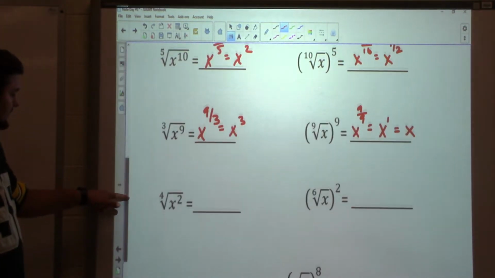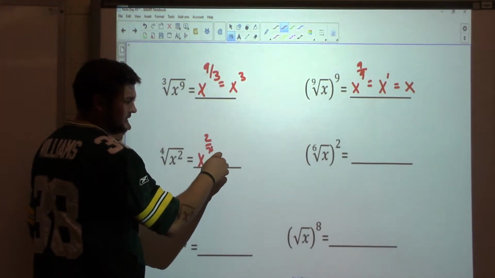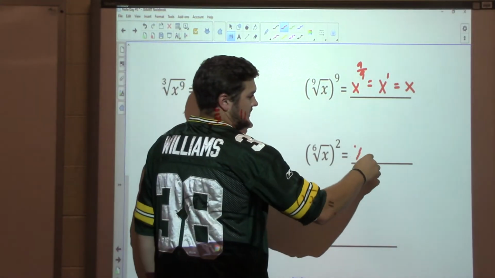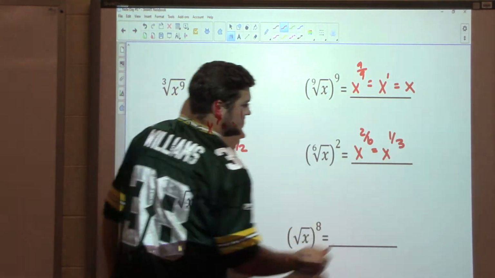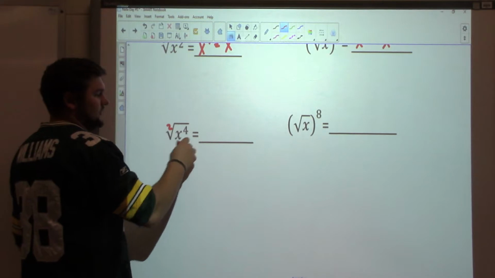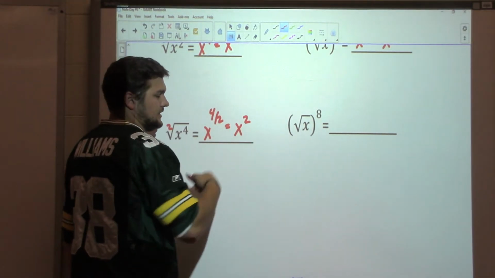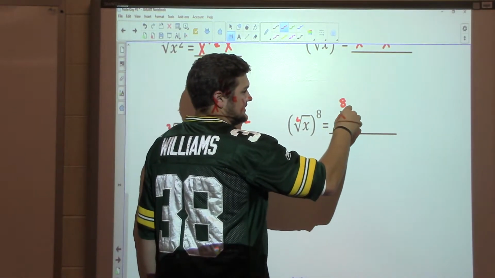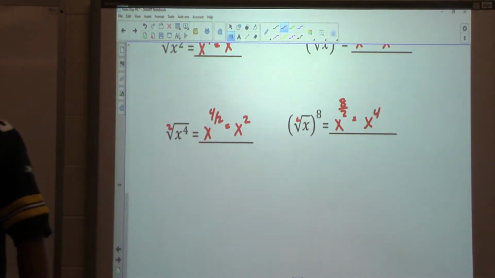Alright. The 4th root of x squared. X to the 2 fourths, which is x to the 1 half. X to the 2 sixths, which is 1/3. X to the 1/3. Last two down here. The square root of x to the 4th, so x to the 4 halves, which is x squared. Square root of x to the 8th, x to the 8 halves, which is x to the 4th. Okay? Any questions on those?